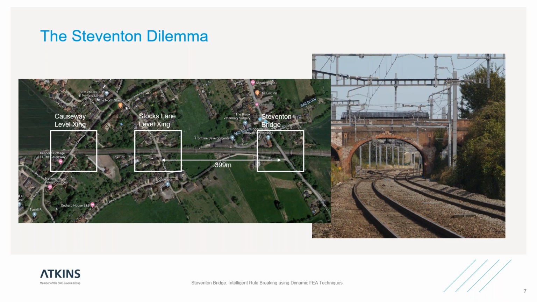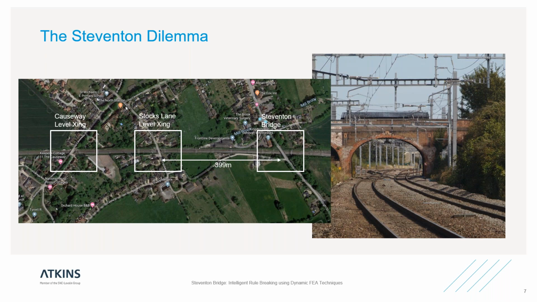So now let's talk about the sleepy and unremarkable village of Steventon, which is located just a little bit west of Didcot in Oxfordshire on the Great Western Main Line. It's a very nice village, quite well heeled, and it's bisected by the railway. The railway runs through the middle of it. And the roads around the village cross the railway at 3 separate points. From east to west, they are Steventon Bridge, which is road over rail, and then 2 level crossings in quick succession, Stocks Lane and Causeway.